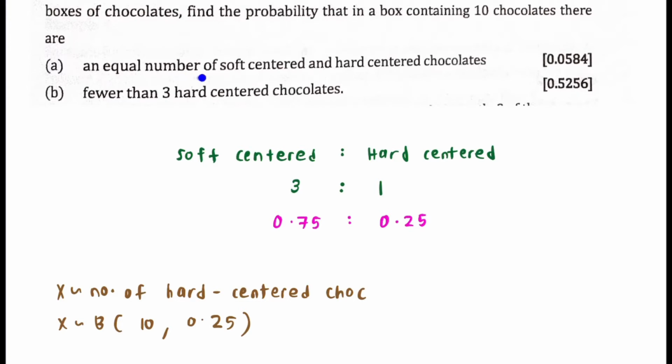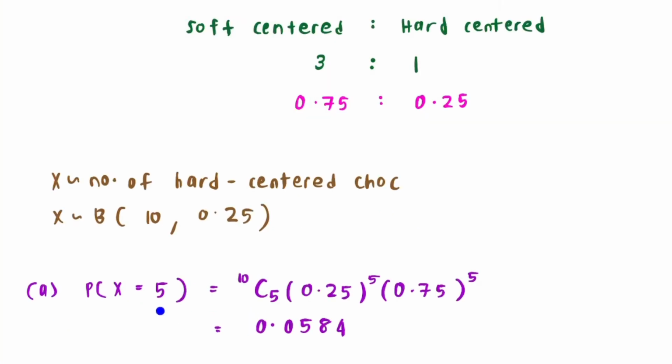Okay. Then the question asks for an equal number of soft-scented and hard-scented chocolates. So equal number means among 10, 5 are hard-scented, another 5 are soft-scented chocolates. So X is equivalent to 5. Just substitute into the binomial formula: 10C5, 0.25 to the power of 5 and 0.75 to the power of 5. Then you have the answer 0.0584.